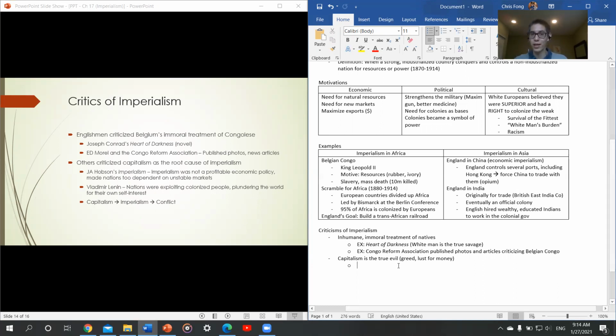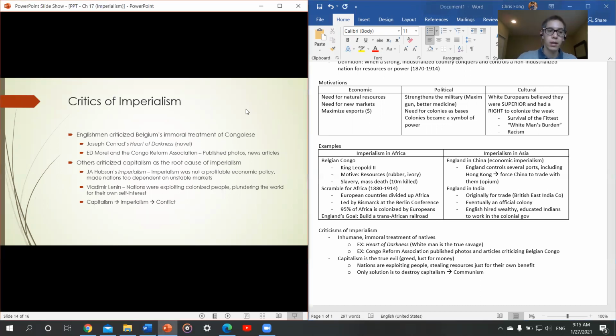And so if we want to solve this problem, you've got to change the economy. So we'll say nations are exploiting people, stealing resources just for their own benefit. And so the only solution basically is to destroy capitalism and to shift, these people would say, to communism or perhaps to socialism. And we'll see that as we move forward to the Soviet Union after World War I.